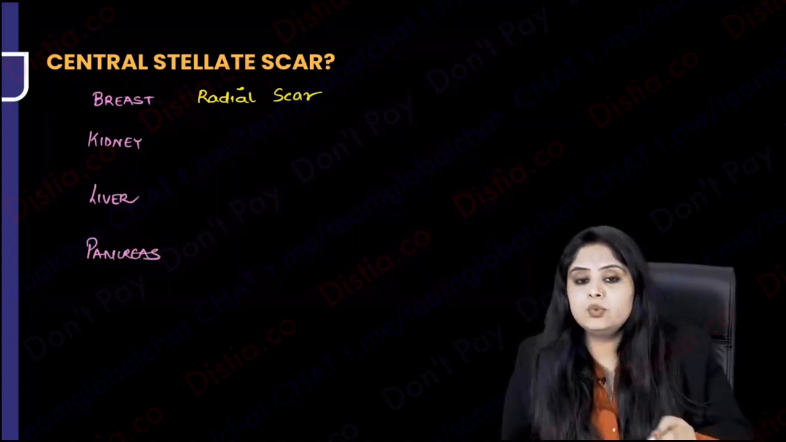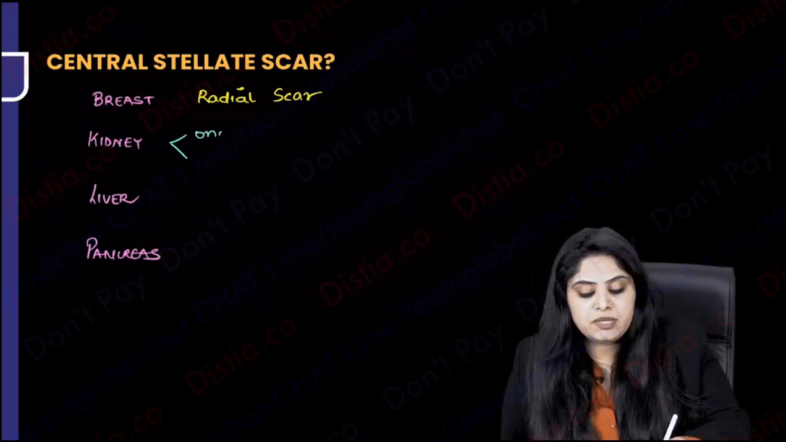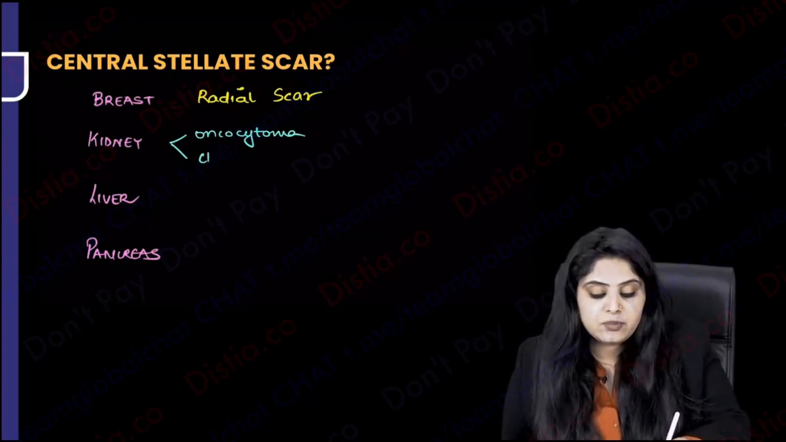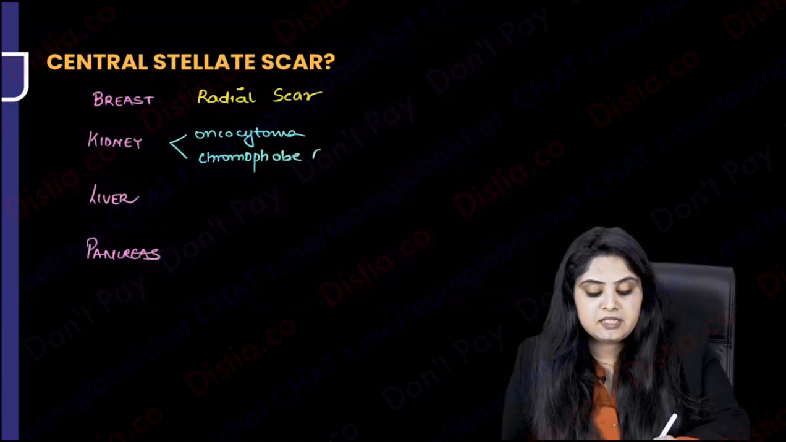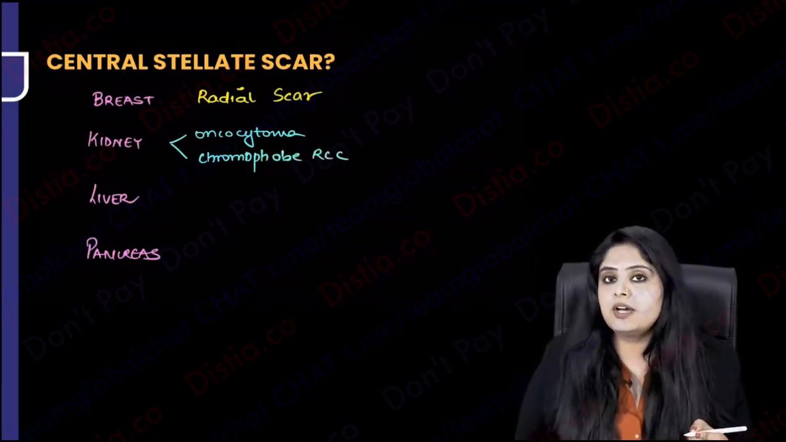So in the kidney, there are two things. One is a benign tumor. Benign tumor is referred to as oncocytoma. And there's a malignant tumor. Malignant tumor is going to be known as chromophobe RCC.